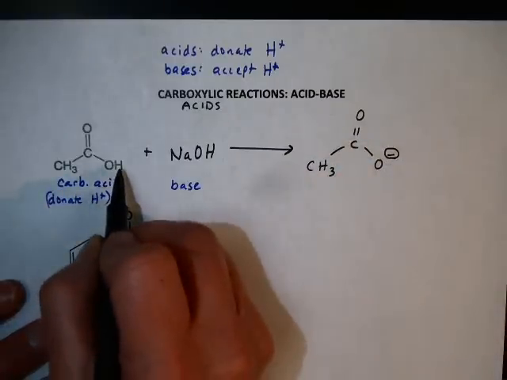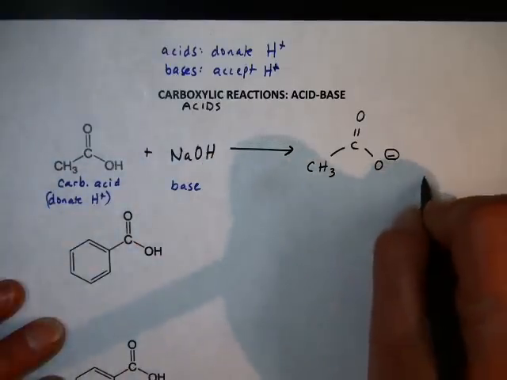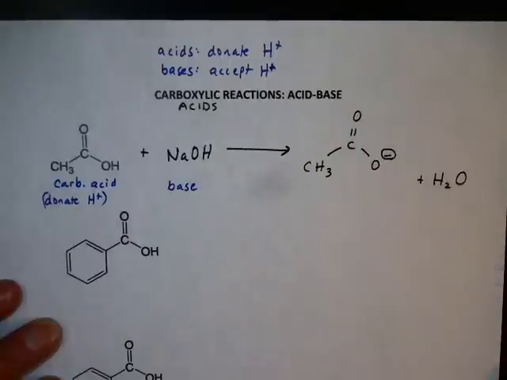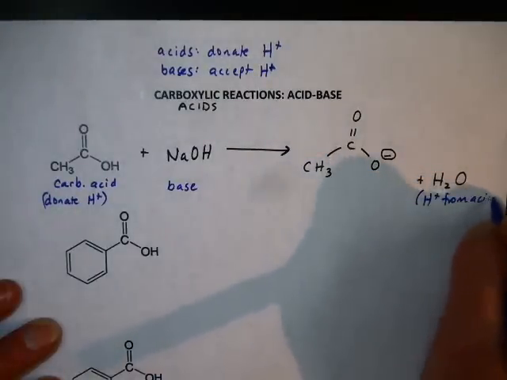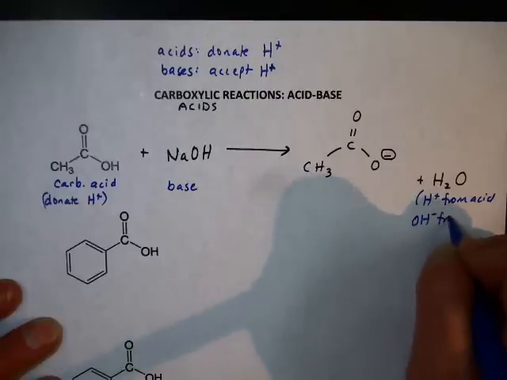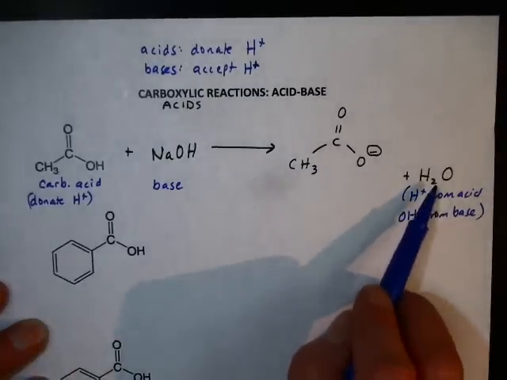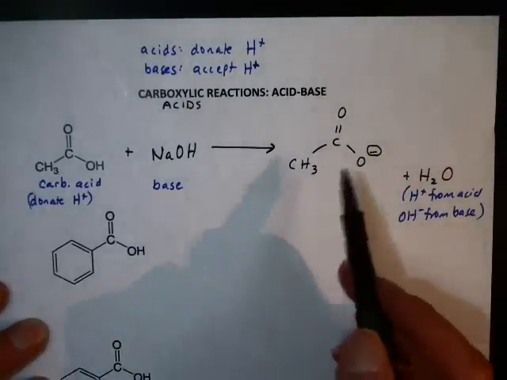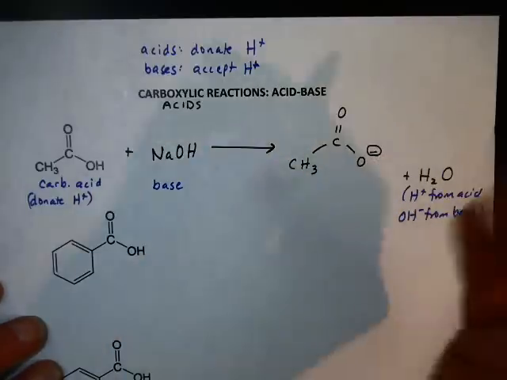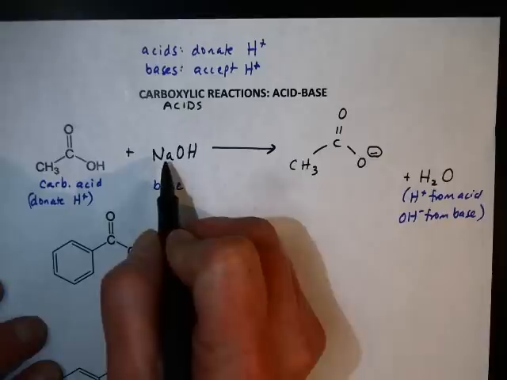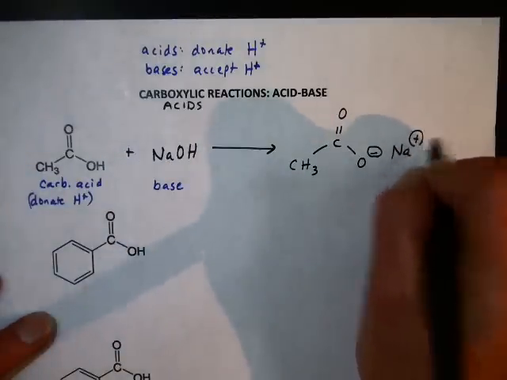What happened to the H plus? H plus and OH minus from the base will combine to make water. H plus from the acid and OH minus from the base, that's where the water comes from. You also know you cannot have an anion. This is an anion. Can't have an anion just hanging around by itself. It needs to be paired up with a cation. The cation is the cation of the base, sodium plus, Na plus, like that.